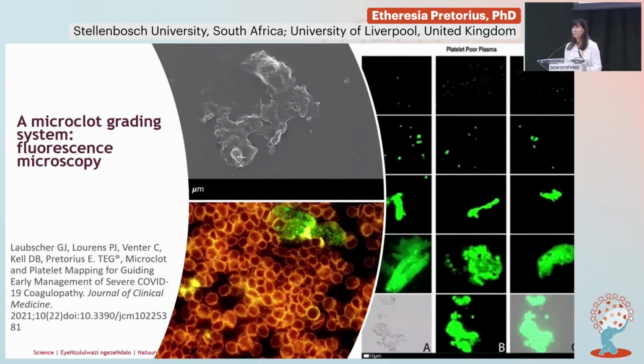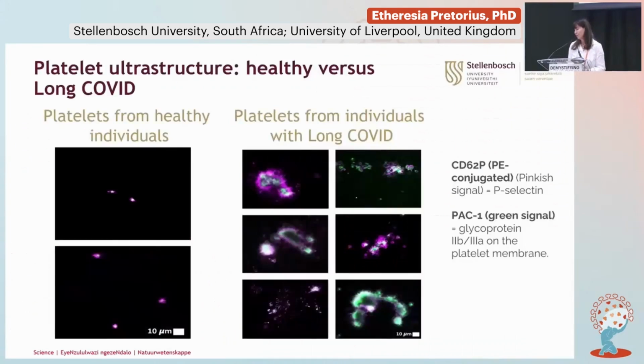We also developed a microclot grading system based on the same type of criteria, where 1 and perhaps 2 might be in a healthy individual. The grading system for 2 is perhaps someone that's older, perhaps a little bit more inflammation, and then 3, 4, and 5 were the huge microclots that we typically would see in a COVID population.